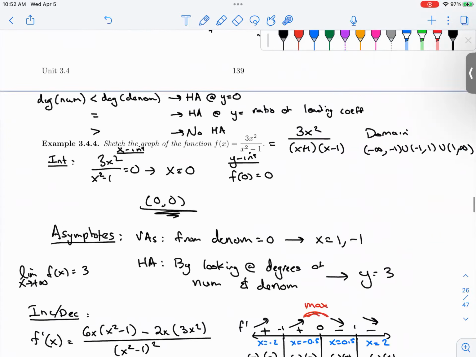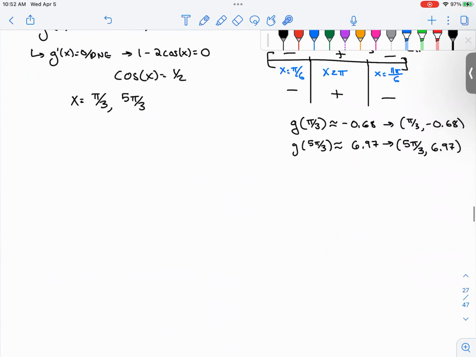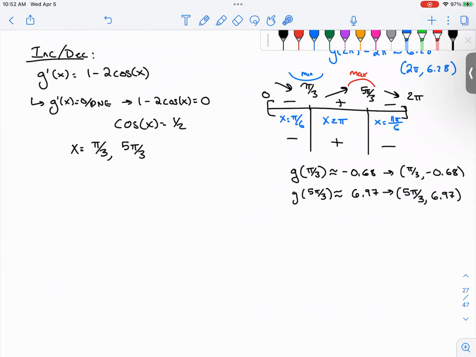So, concave up, concave down. Concavity. You've got g double prime of x, which is going to be 2 sine of x. So setting the second derivative equal to 0, this one's a quick one. It's a quick derivative.